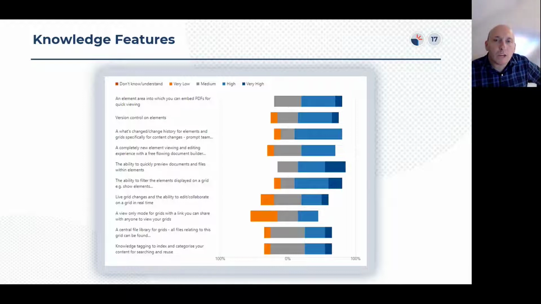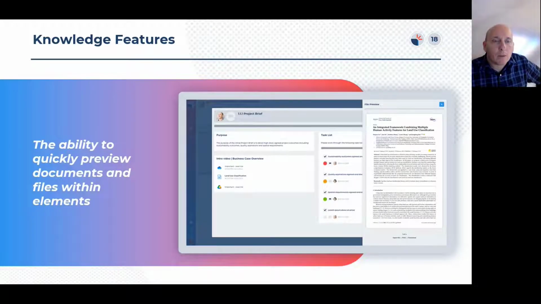So, knowledge features, there was a range of these. It's all scaled from low to high, and at the moment the highest in these seems to be the ability to preview a document, some kind of element versioning control, and filtered grid views. So what does that mean? Well, we've knocked up a few concepts around these.